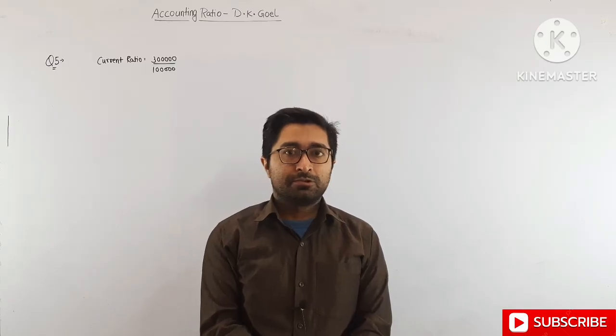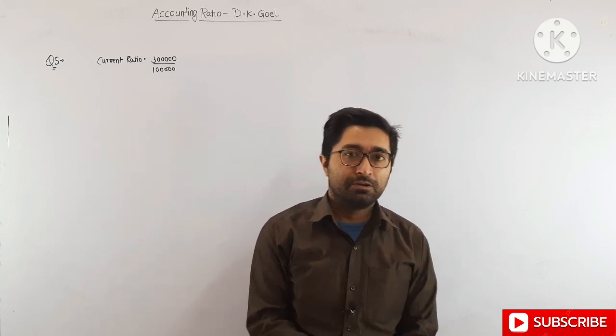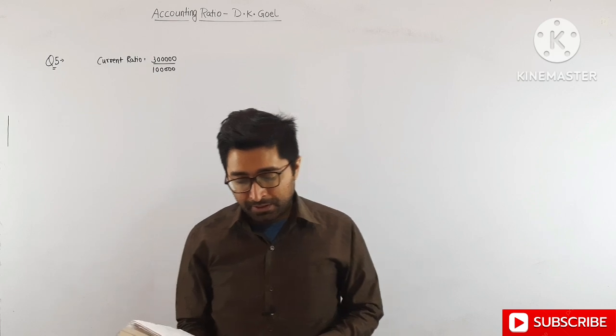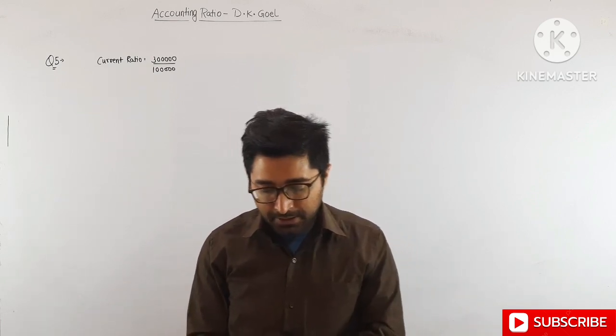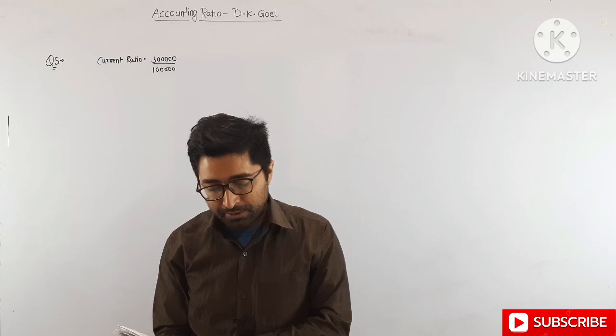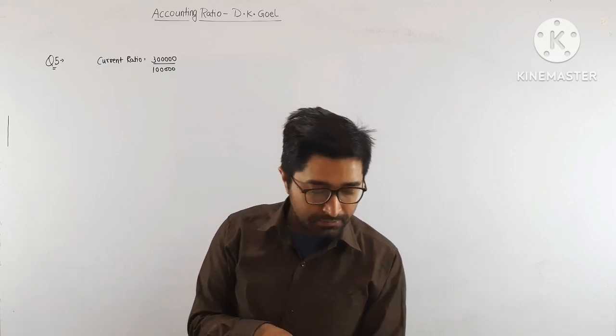Hello students. So today we are going to start question number 5 of accounting ratio from the book DK Goel. Let's see the question. The current ratio of the company is 3:1. State, giving the reason, which of the following suggestions would improve, reduce or not change the current ratio. Clear? Same as question number 4.